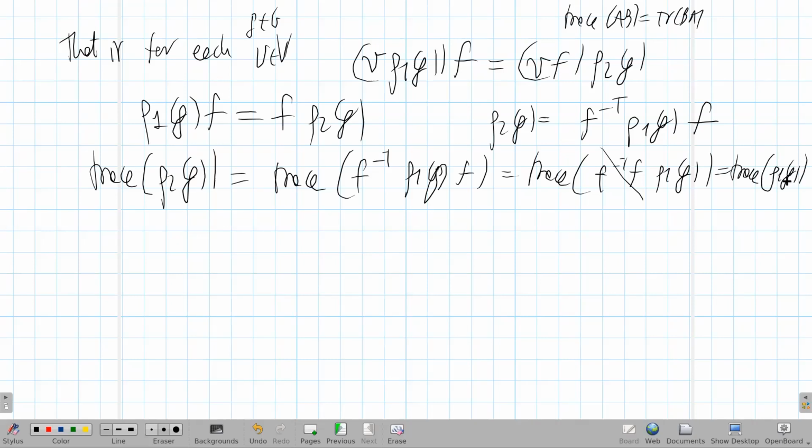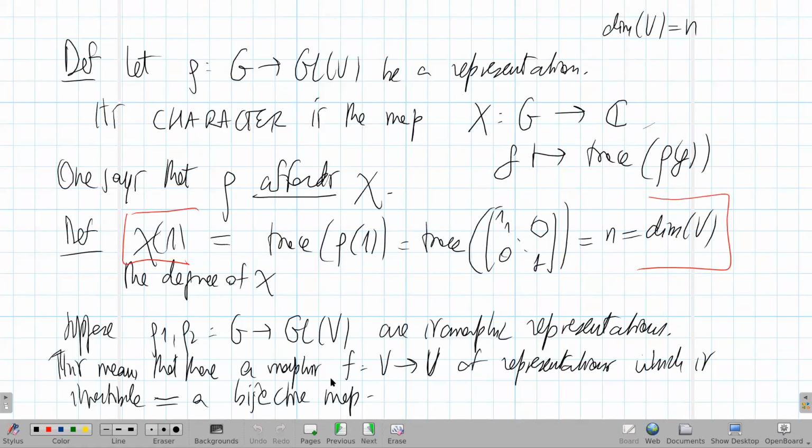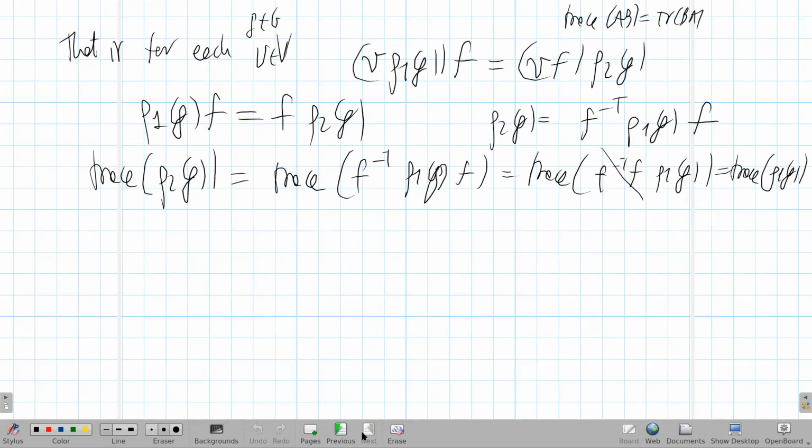Why is this important? Because it tells you that when you want to compute the character, you have to take the trace of rho of G. If you have two isomorphic representations, the character will be the same. Because it doesn't matter whether I take rho 1 or 2, they are two isomorphic objects, which from the point of view of abstract algebra are the same, two isomorphic objects being exactly the same.